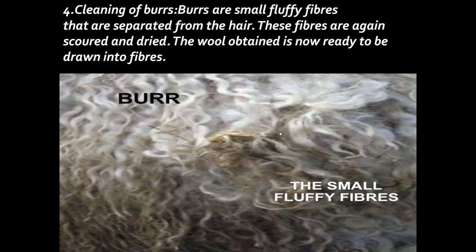The next step is cleaning of burrs. What are these burrs? Burrs are the small fluffy fibers or the tangles that are seen in the hair. These fibers are removed. So this removing of tangles or fluffy fibers is called cleaning of burrs. The wool obtained is now ready to be drawn into fibers. So after this step, it is drawn into fibers. So these are the first four steps.